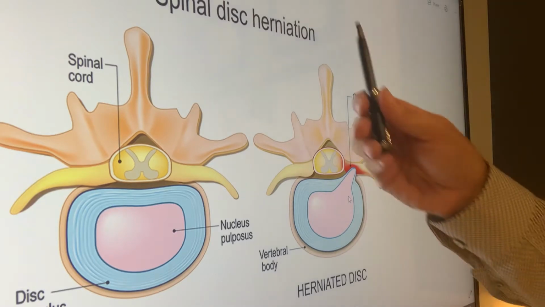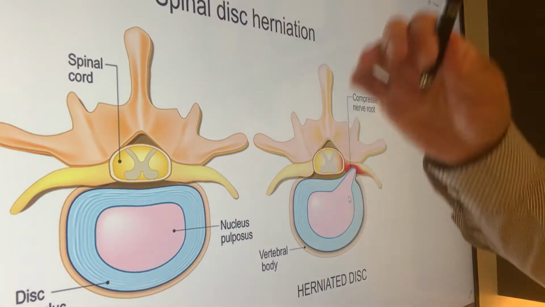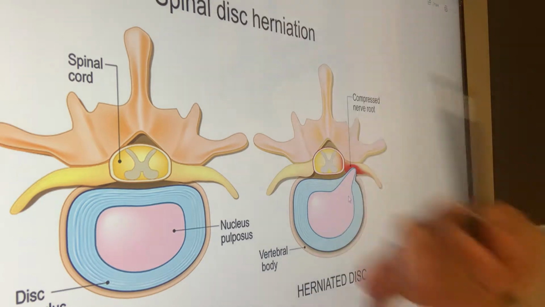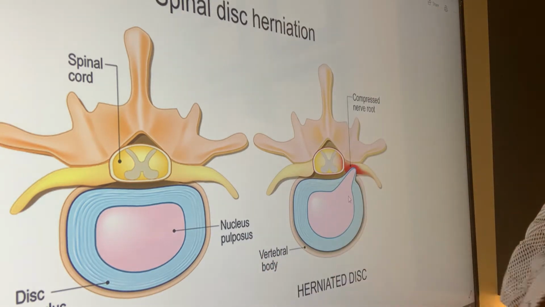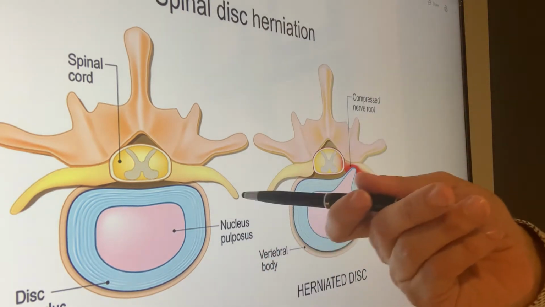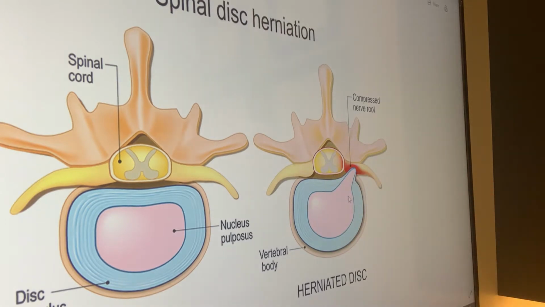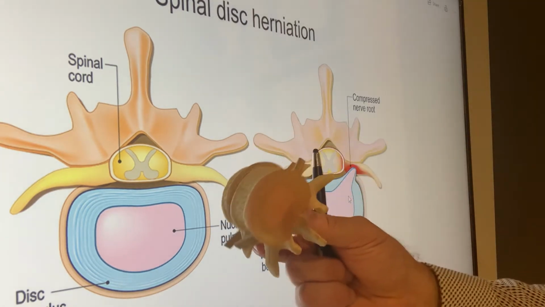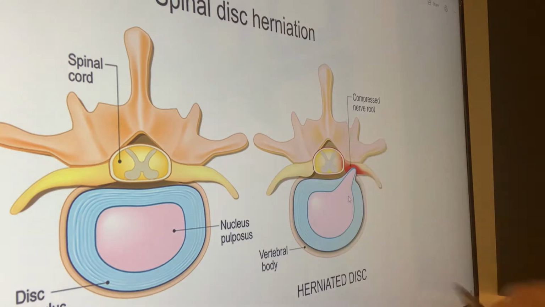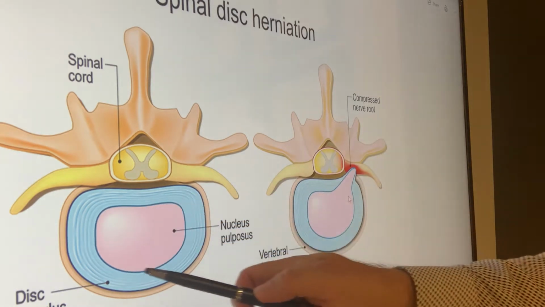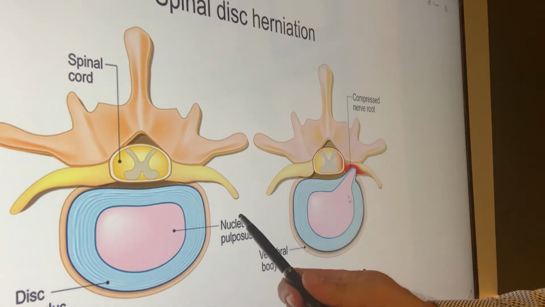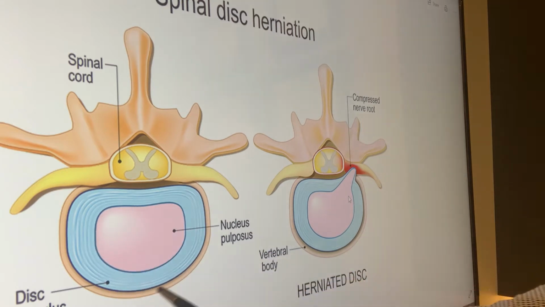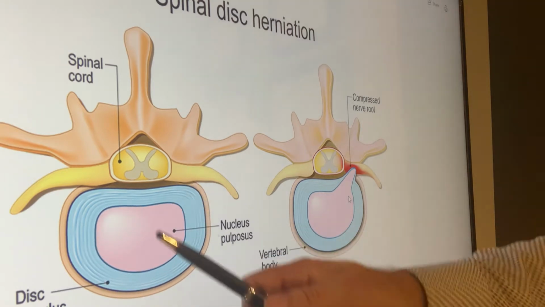Okay, so here's a diagram looking at a spine from the top. They cut the spine in half, and you're looking down at the disc. So you're looking basically at this disc from the top. Okay, so we have the disc consisting of a nucleus in the middle and the annulus fibrosus in the outer portion.